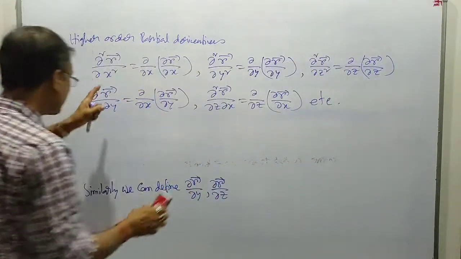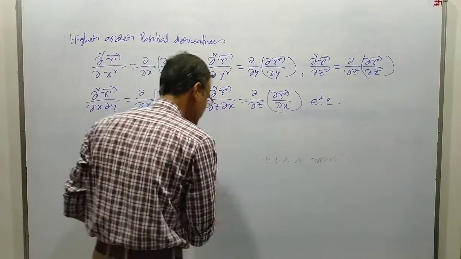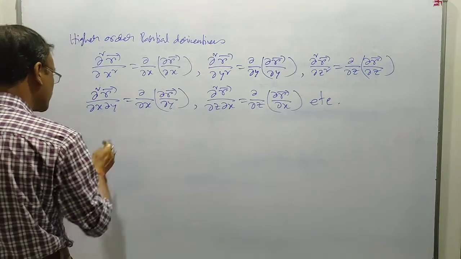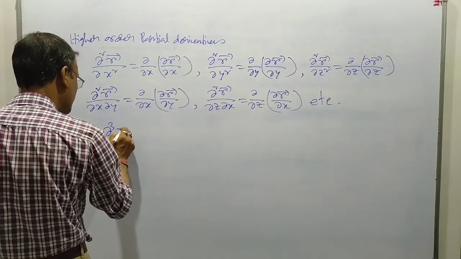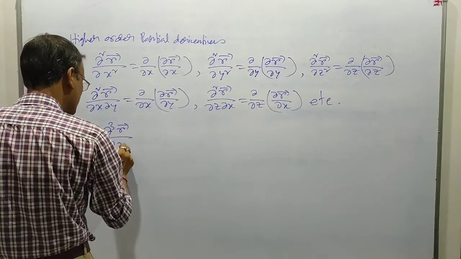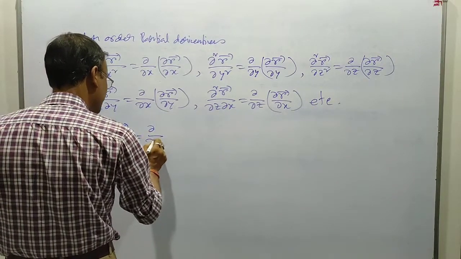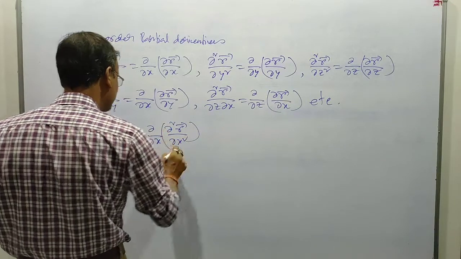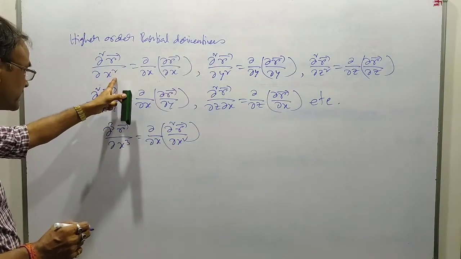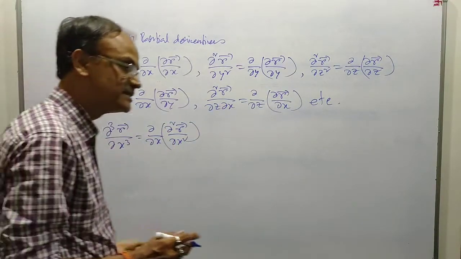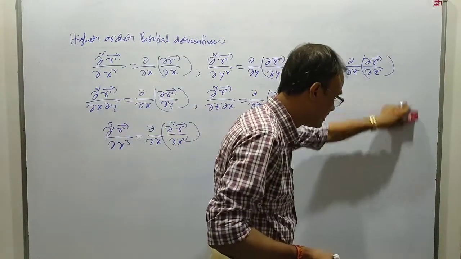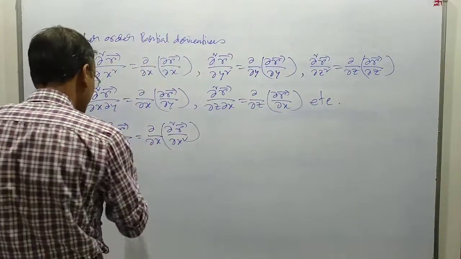If you want to find the third order derivative, del cube R vector by del x cube, differentiate del squared R vector by del x squared partially with respect to x. In this way, we can find the higher order partial derivatives.